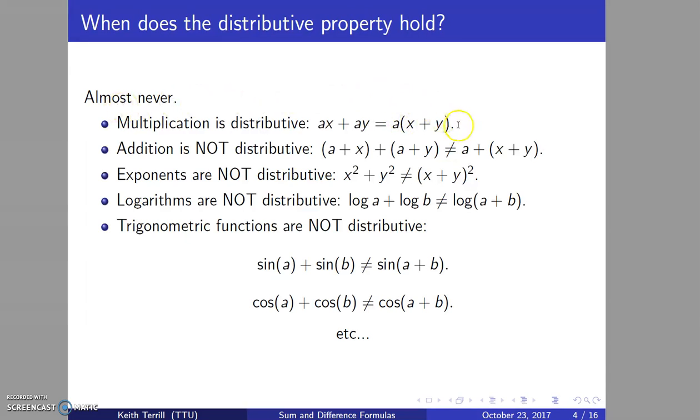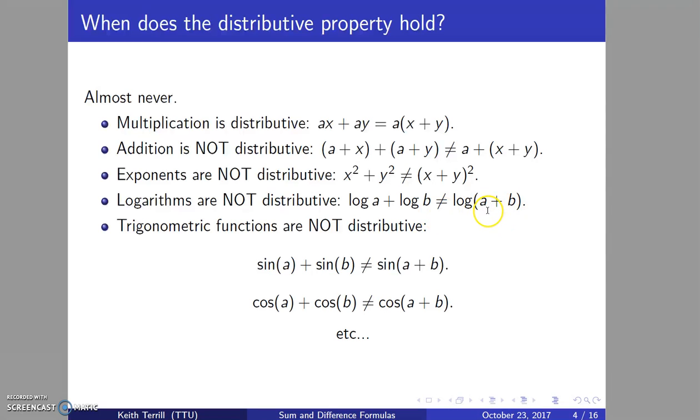But actually, this distributive property only holds for multiplication. That's probably why they call it the distributive property of multiplication. So addition's not distributive, right? A plus the quantity x plus y is not a plus x plus a plus y. Exponents are not distributive, right? The quantity x plus y squared is not x squared plus y squared. Logarithms are not distributive. The logarithm of a plus b is not the same as the logarithm of a plus the logarithm of b. If you want to see what that is exactly, you might want to consult the algebra side of pre-calculus, where we go into what log a plus log b actually is, and it's not log of a plus b.